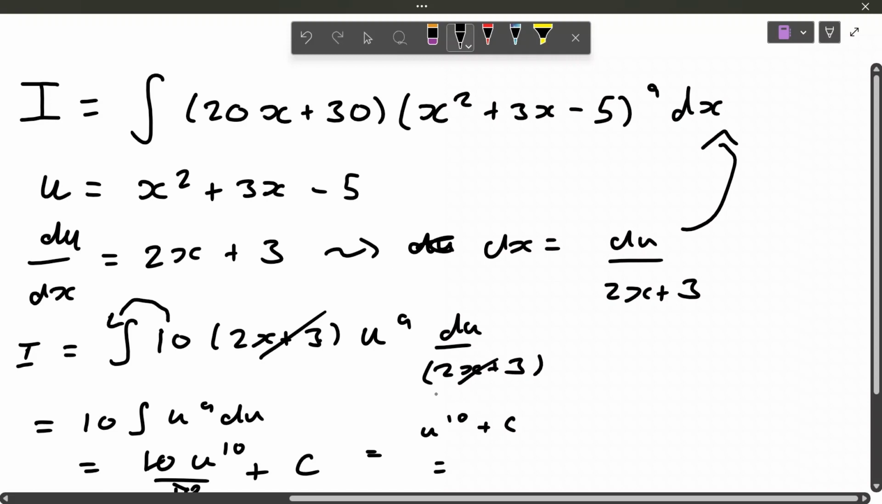So this is equal to, and all we do is substitute u back in here. So now we get x squared plus 3x minus 5, all to the power of 10, plus c. So hopefully you can see the idea here.